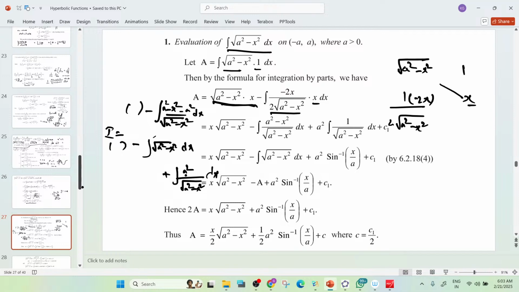This one you know. This is a square sine inverse x by a. So this I equals something minus again I plus a square sine inverse. So I plus I will become 2I. Two times the integral of this is actually equal to this. So the integral of this is actually equal to half of this one. That's how you got this.